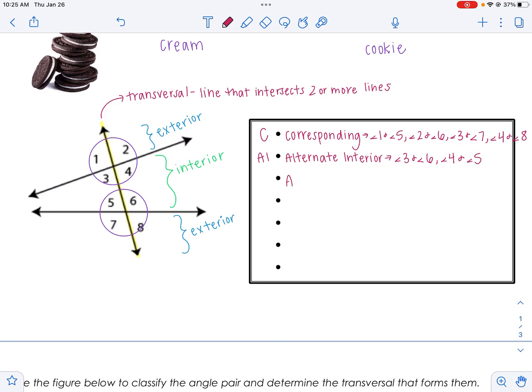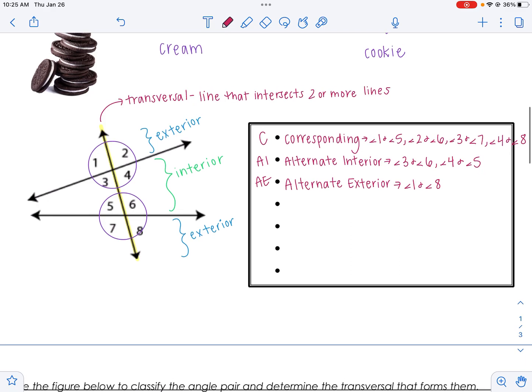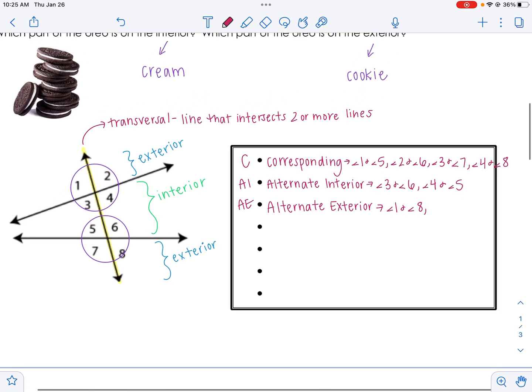There's alternate interior, there's also alternate exterior. And that would be AE for short. Alternate exterior would be if I had 1, go all the way across. 1 and 8 would be alternate exterior. Or I could say 2 all the way across and 7. So 2 and 7 would also be alternate exterior.